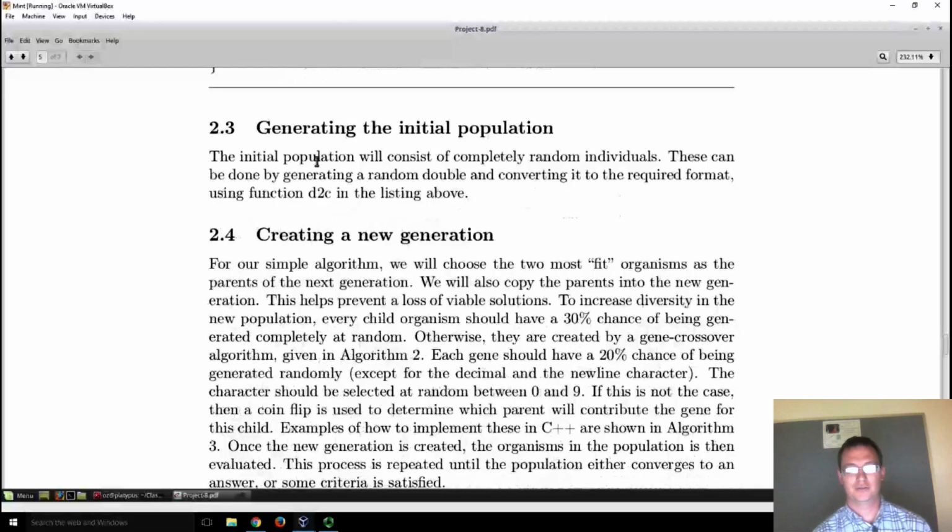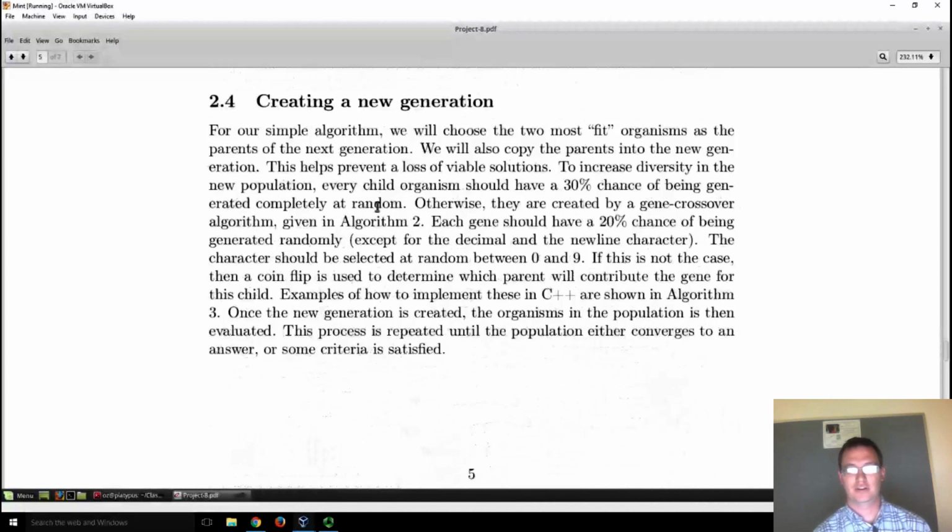The initial population is completely random. Now, creating the new generation. First, you want to choose the 2 most fit organisms as the parents of the next generation. The very first thing you want to do is actually copy those parents into the new generation. We want to keep them around because they are good. We know that they're the best that we had from the previous generation.